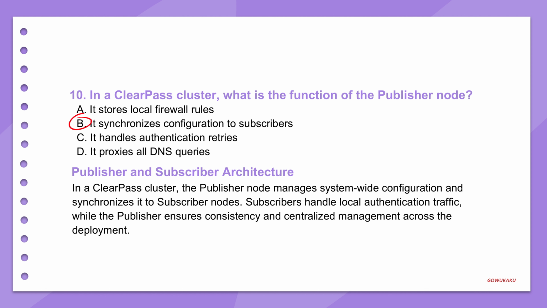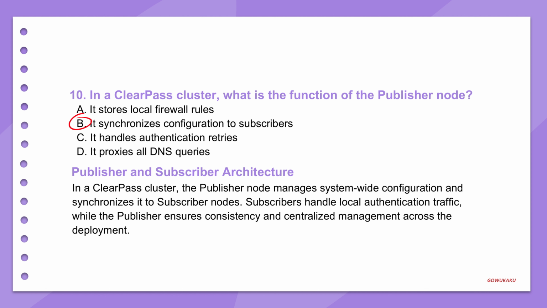It pushes out all the configurations, the policies, system settings, even software updates to all the other nodes in the cluster. Those other nodes are the subscribers. They are the real workhorses. They handle the bulk of the actual authentication traffic happening out on the network. They do the local processing based on the configuration they get from the publisher. This distributes the load effectively so no single server gets overwhelmed.